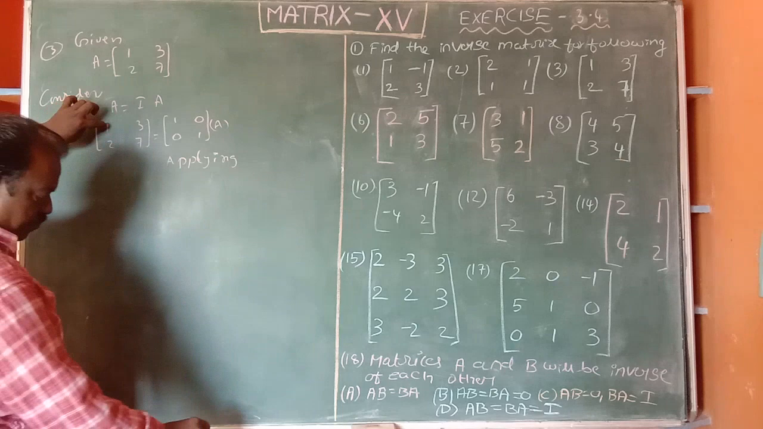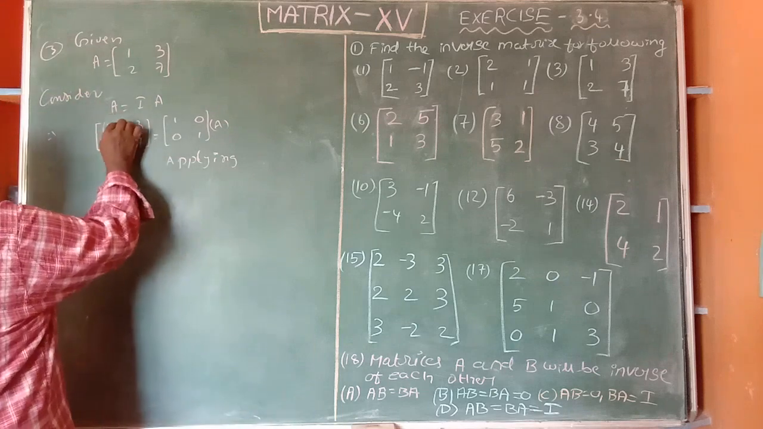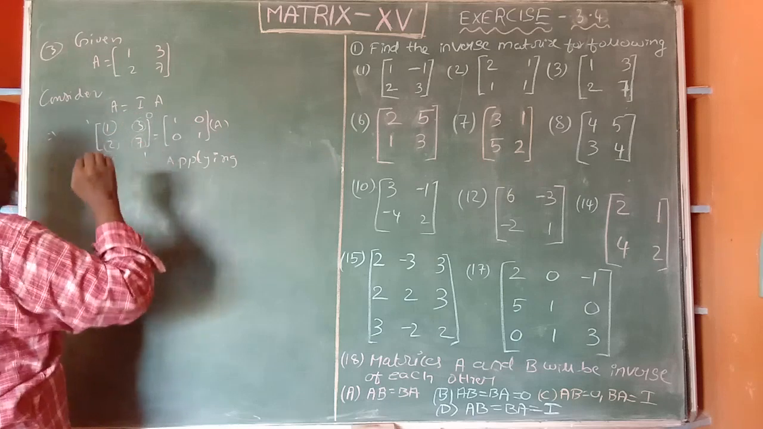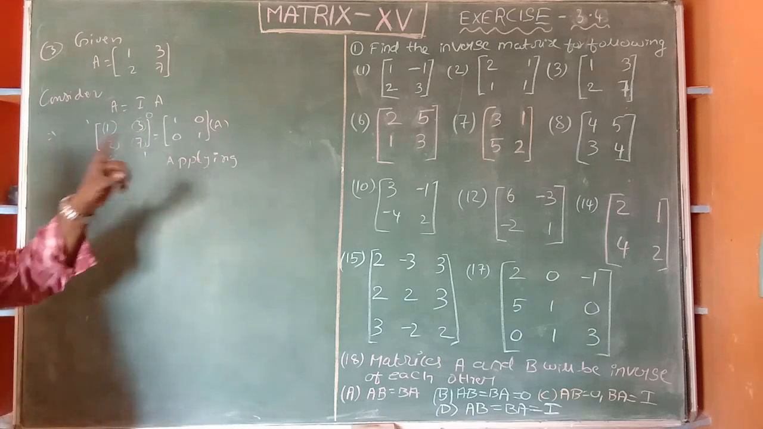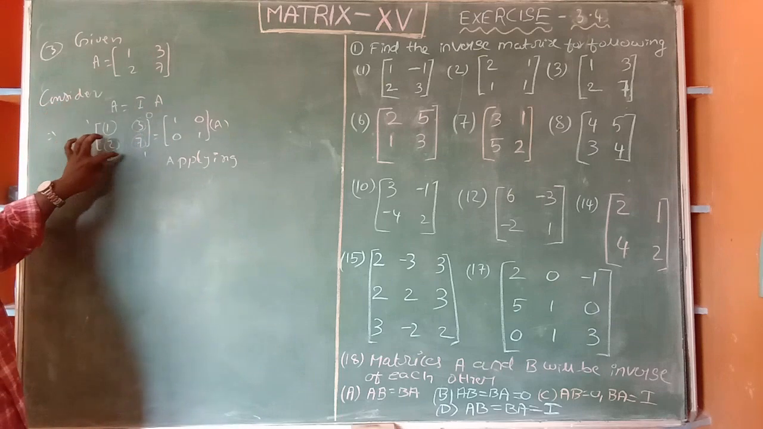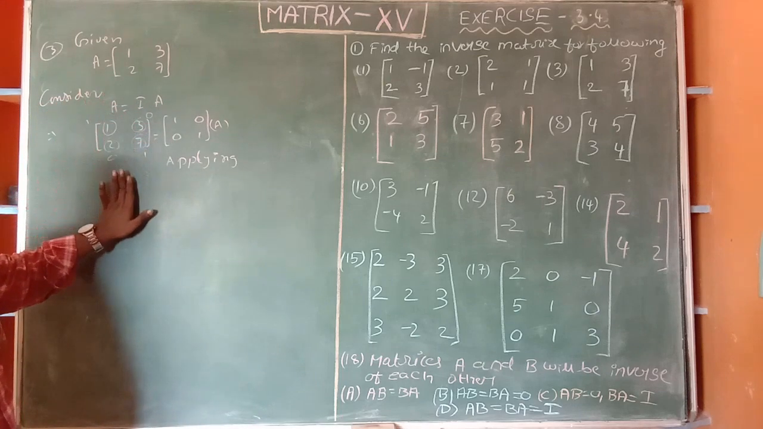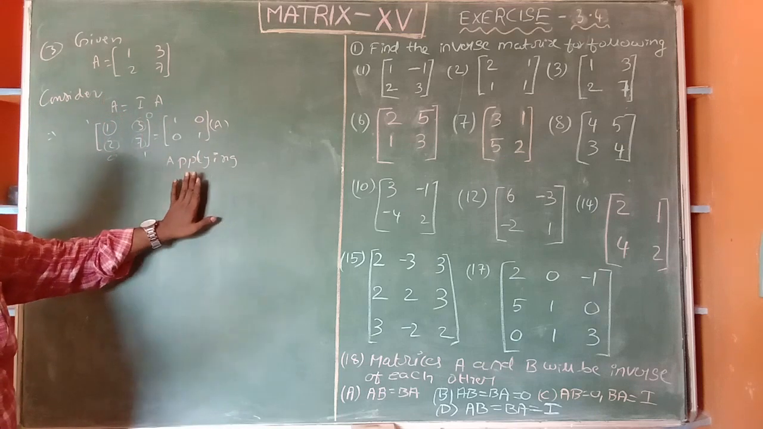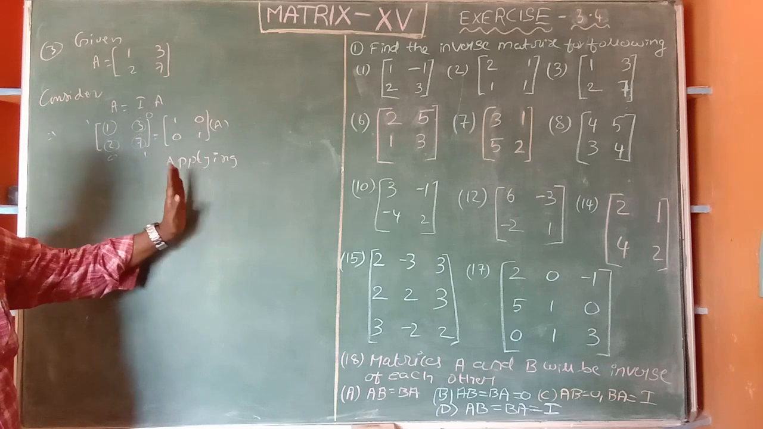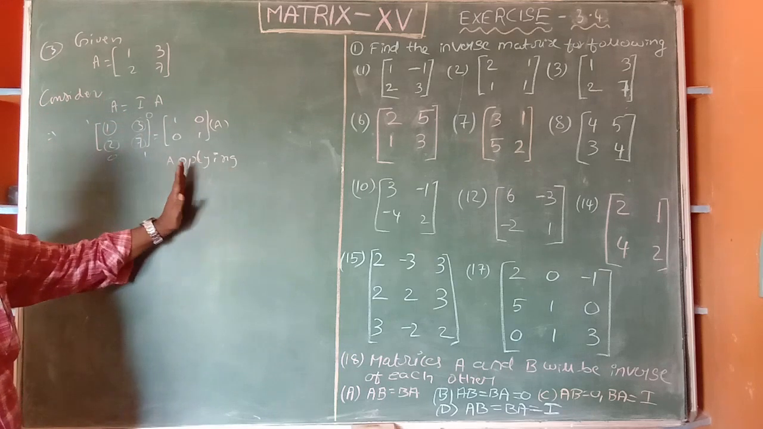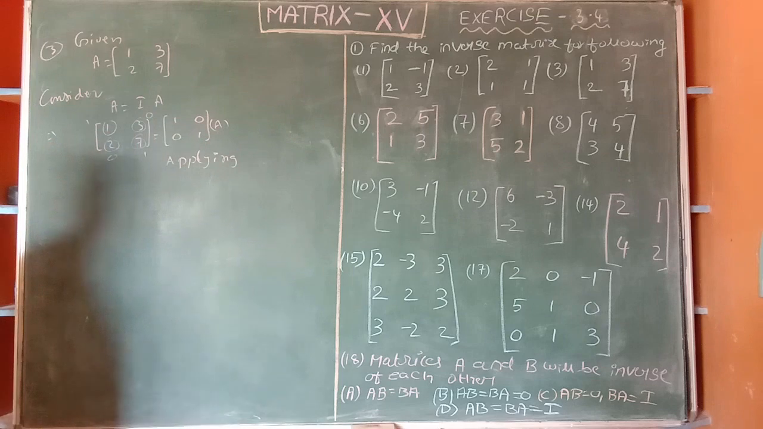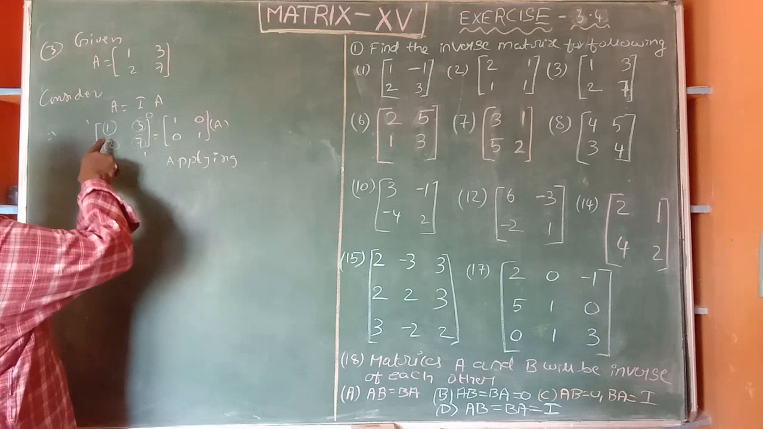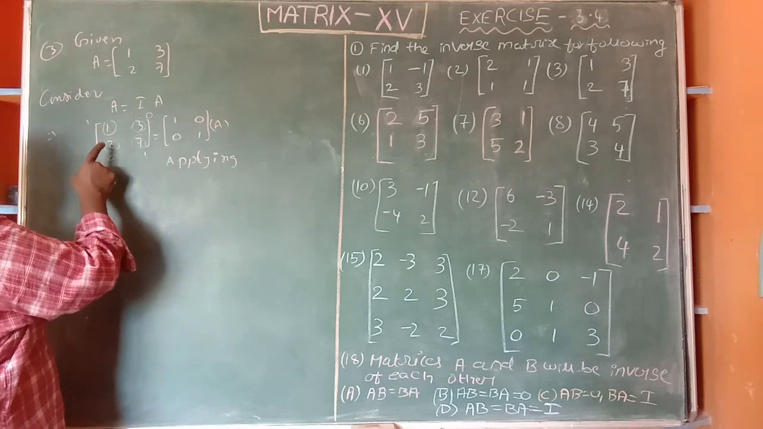Here one is there. Here is a 0, here also 0, and here is a 1. We have to change by using these operations, 1, 0, 0, 1. This A will become as I. Automatically, this I will become not A, X, some other matrix will come. That X into A is I, means X is the inverse of A. Like that.